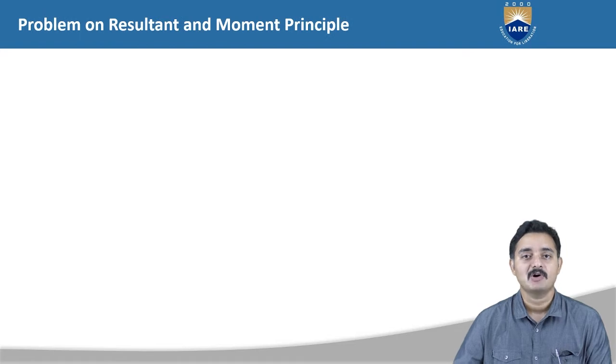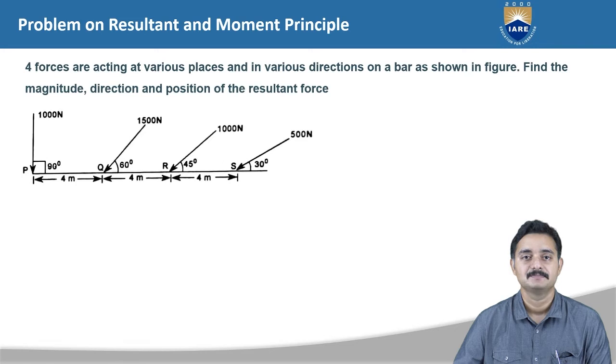Let us now solve a problem on resultant and moment. The problem given is, four forces are acting at various places and in various directions on a bar as shown in figure. Find the magnitude, direction and position of the resultant force. In the given problem, only the force acting at P is vertical and all other forces are inclined. Hence, we have to resolve the remaining forces into their horizontal and vertical components.